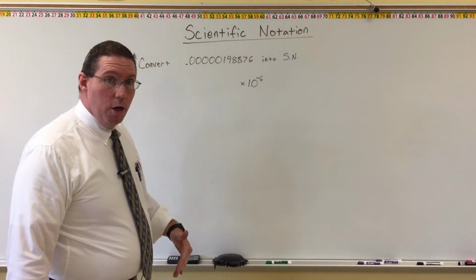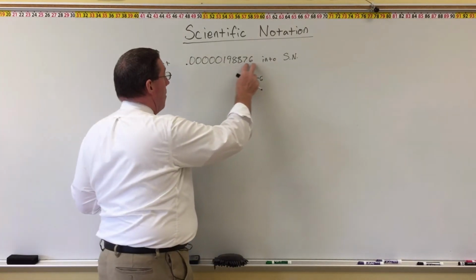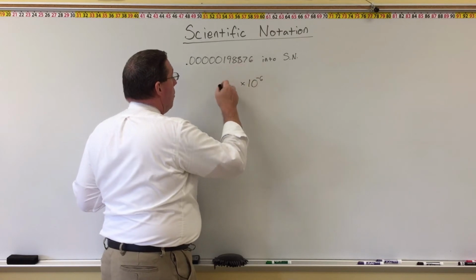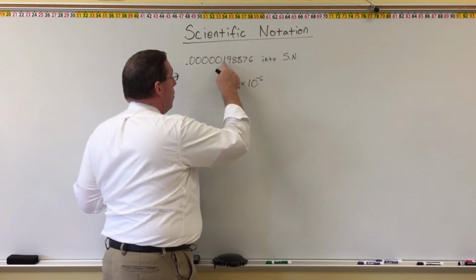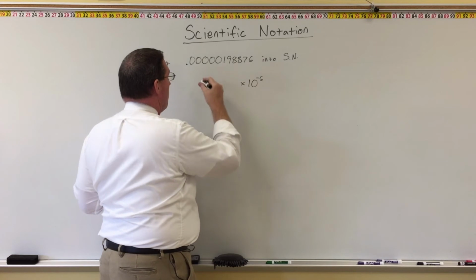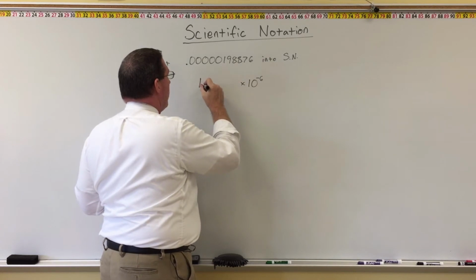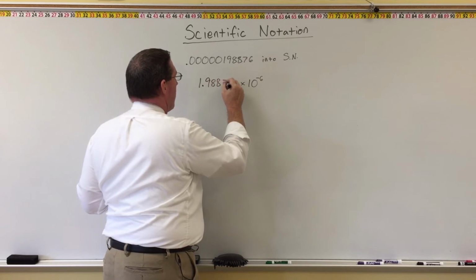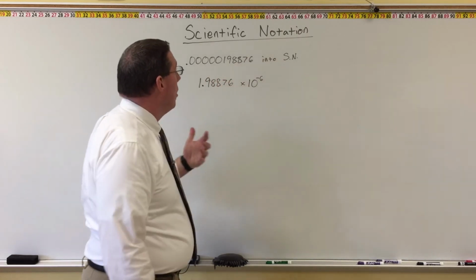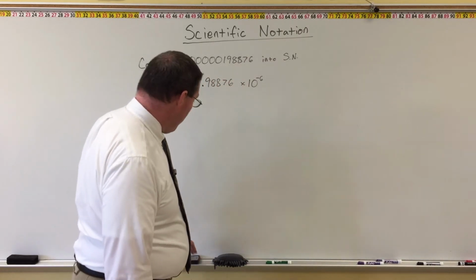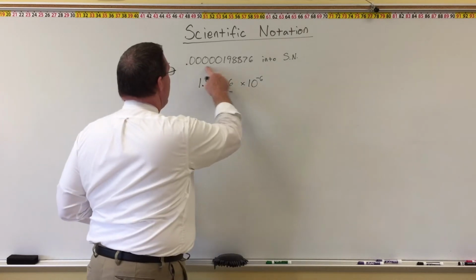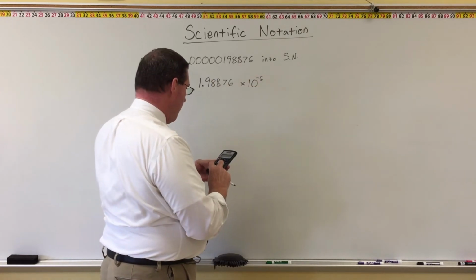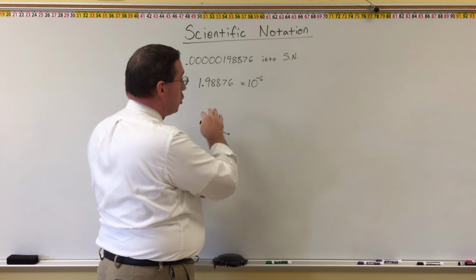And now you're going to write this number, starting with the 1, then put a decimal point. So 1 point, and then 98876. Now, what I had explained to you previously, though, is that you can just type in this whole number. So this, I just did the shortcut version.